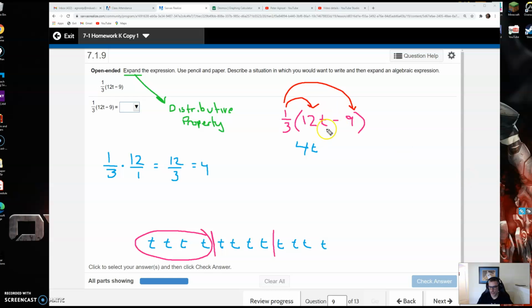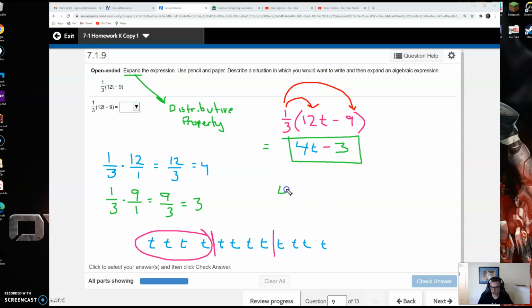Then we do our minus sign, and 1/3 times 9. So over here, I'll do 1/3 times 9. Well, 9's a whole number, so let's put it over 1, and then multiply straight across. 1 times 9 is 9. 3 times 1 is 3. This is a division problem. 9 divided by 3 is 3. So this expression, when we expand it, ends up being 4t minus 3.